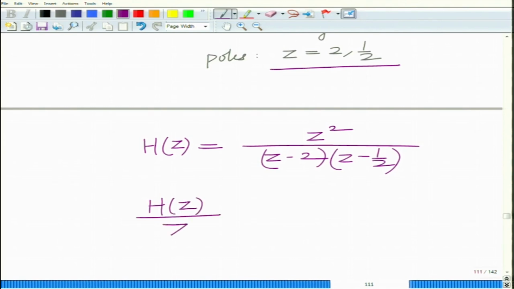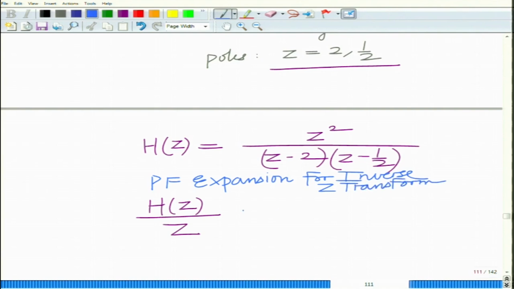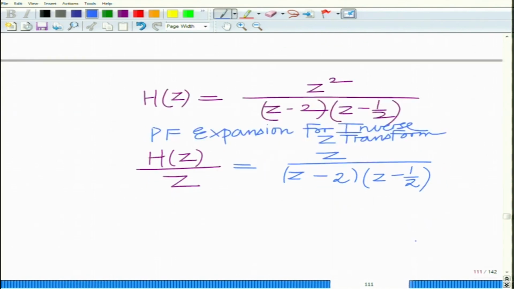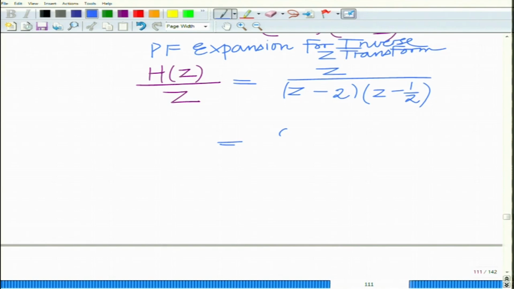So, consider now H(z) over z. So, we use the partial fraction expansion for the inverse z transform, and this is equal to z over z minus 2 into z minus half, and let us say we express this as C naught over z minus 2 plus C 1 over z minus half.